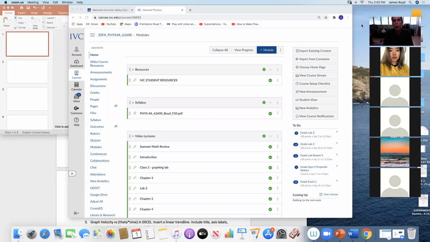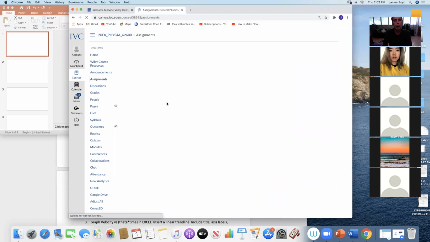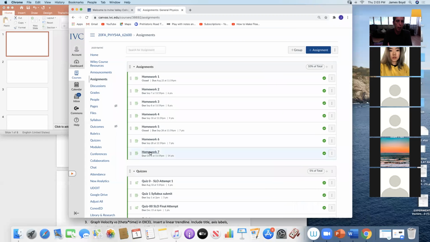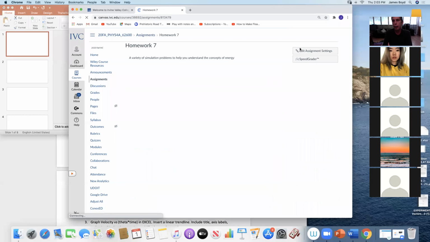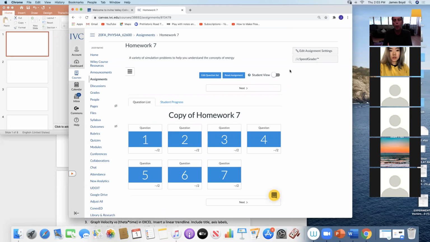So this week, what I want is I want you to go through homework 7. If we go into assignments and look at homework 7, I don't want you to worry about getting homework 7 right. What I want you to do is, I chose 7 different interactive problems. I want you to try them, try to get them right, try to understand them. And if you get them wrong, no big deal.